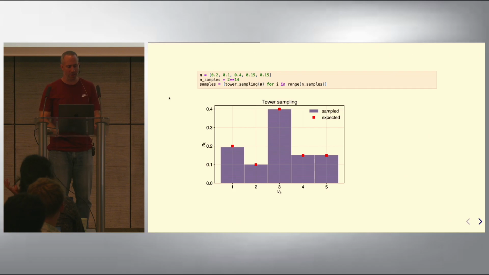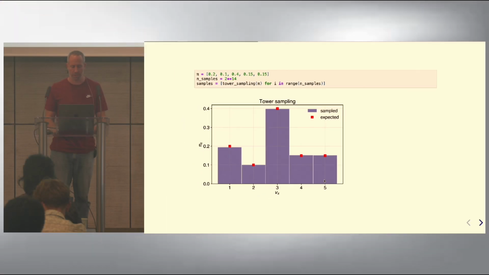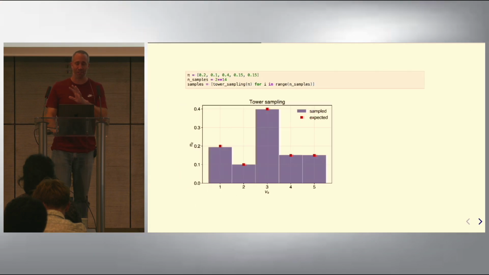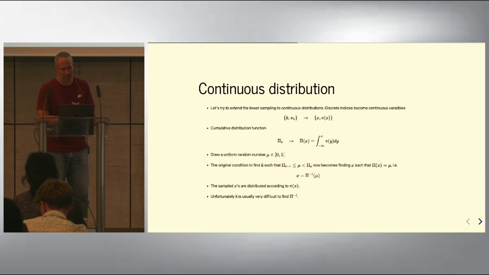So you can try this function, take a certain number of samples, 2 to the 14, take a list of probabilities, and take all of those samples and do a histogram, and you get what you expect. The red dots are the target distribution, and the purple blocks are the histogram. I do indeed get my tower sampling. That's very simple. There are actually lots of Python functions to do this. You don't need to code this yourself, but it's more of an illustration.